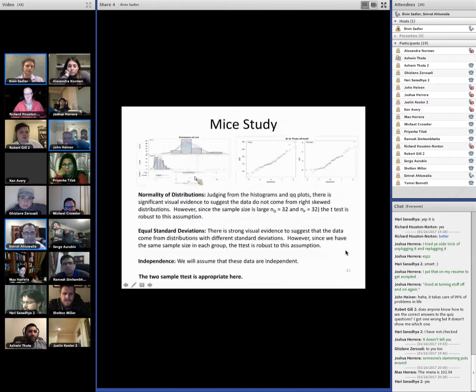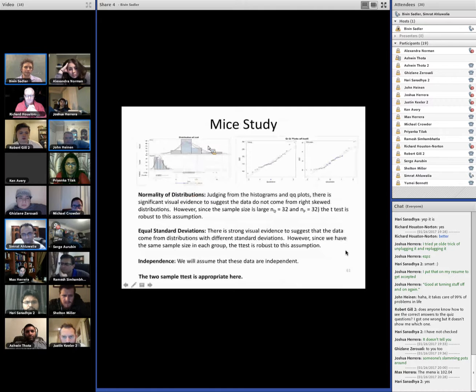Looks like I've got pretty good sample size here. I can check out exactly what that is. But even if they're not quite coming from normal distributions, they're not too far from it. Central limit theorem should make it robust. Equal standard deviations, I think we'd all agree, judging from the box plots and the histograms, there's pretty significant evidence against equal standard deviations.